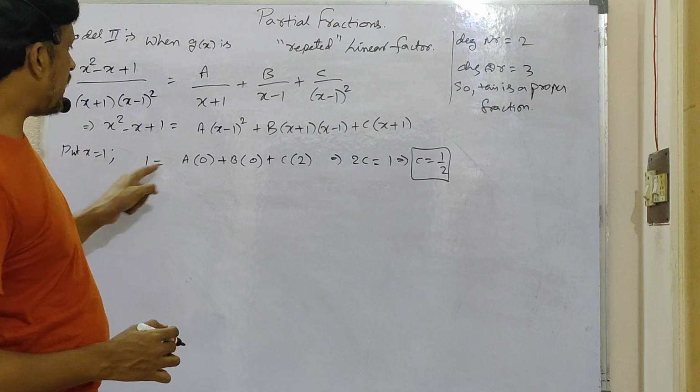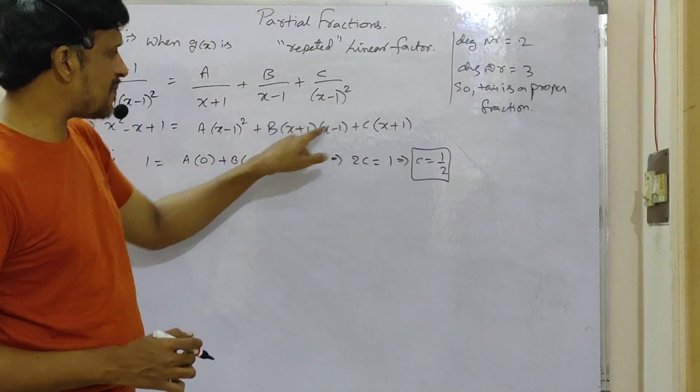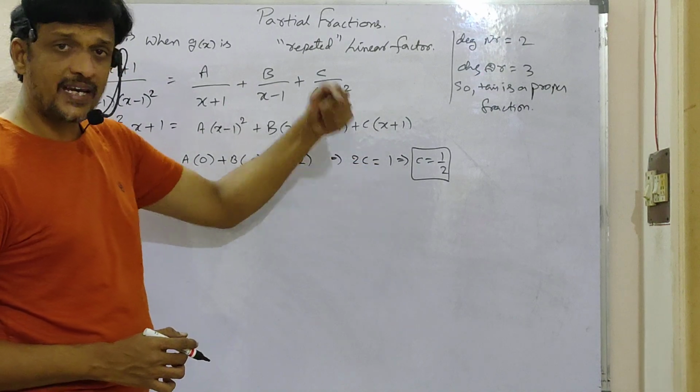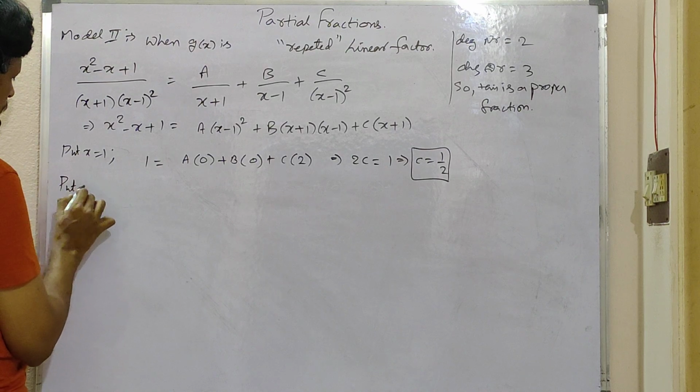If you put x equal to 1, you are getting x minus 1 as 0. Similarly, x plus 1 is the common factor in these two terms. x plus 1 equals 0 when x is equal to minus 1. So now put x equal to minus 1.